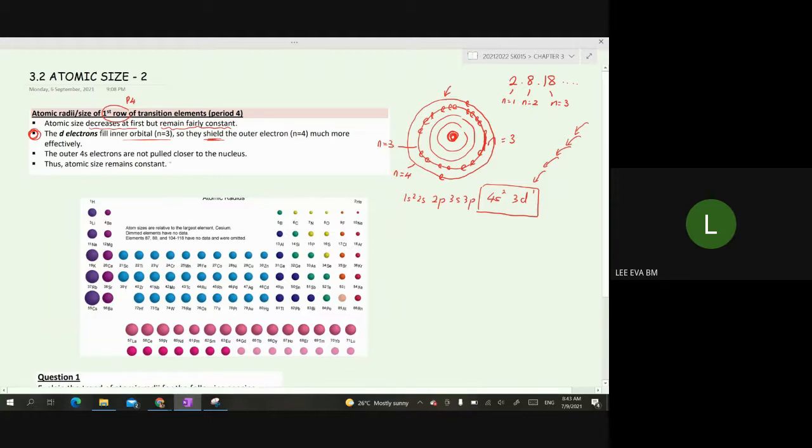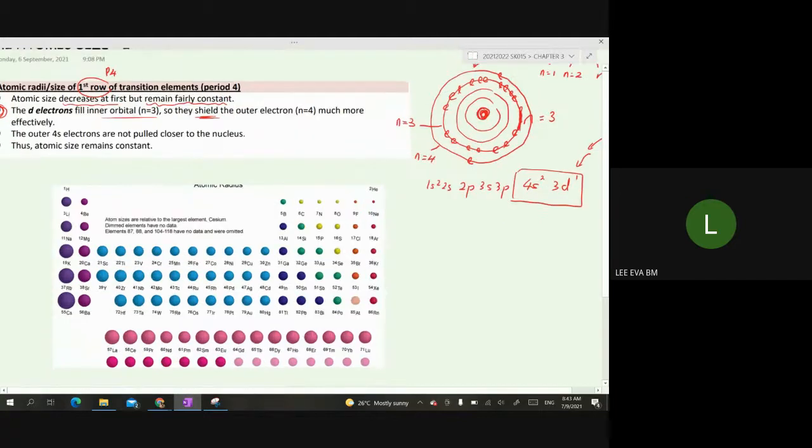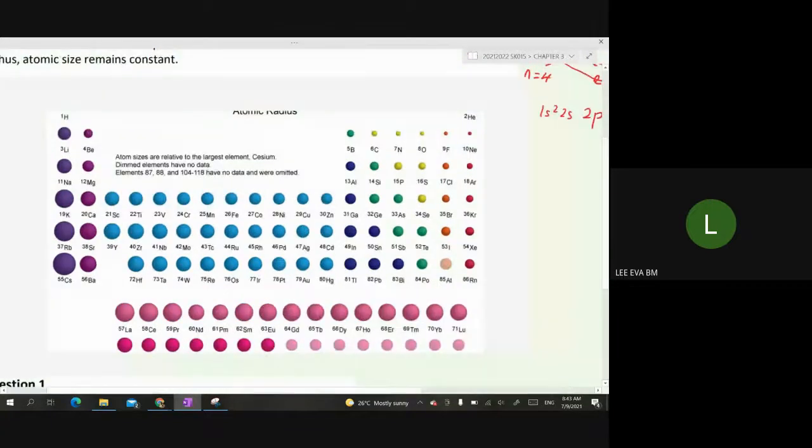Okay, and then we confirm one more time using this diagram. So you can see group 1, group 2, group 13, group 18, the size is getting smaller and smaller from left to right. But if you look at the transition elements, the size remains almost the same. That is the reason. Okay, increasing effective nuclear charge is cancelled off or is shielded by the inner d electrons.